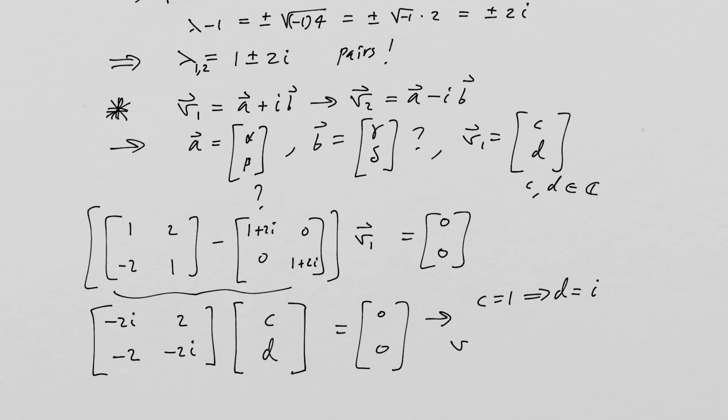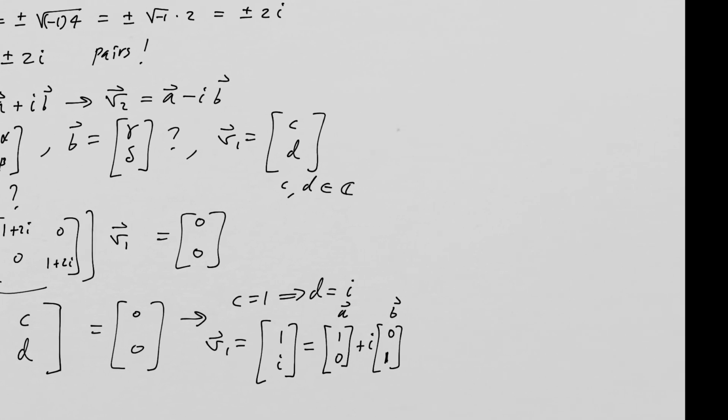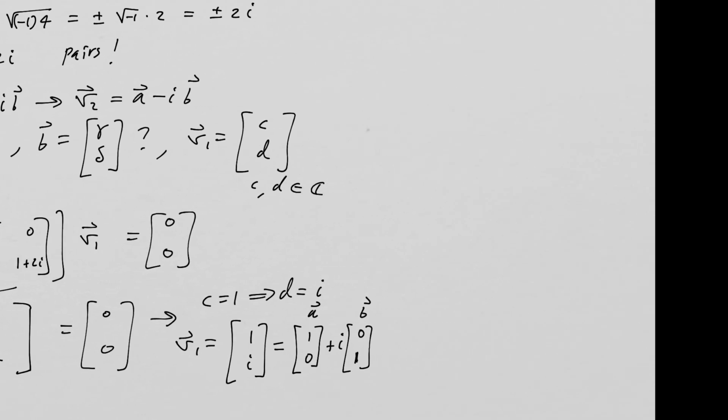So my v1 I can write as 1, i, like that. I can, of course, rewrite this as a real vector plus i times another real vector. So there's my a and there's my b. Okay. Now let's give this a go.